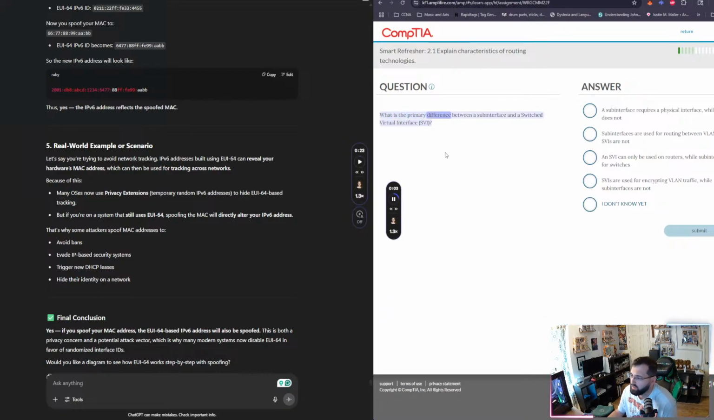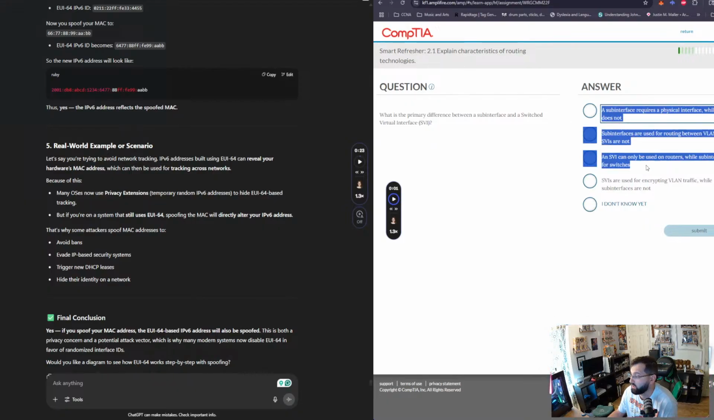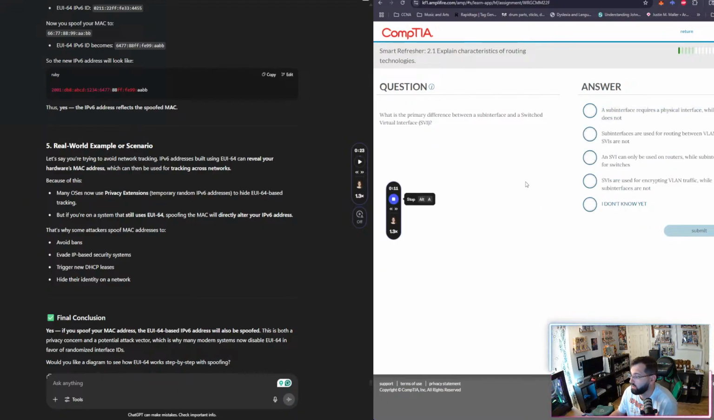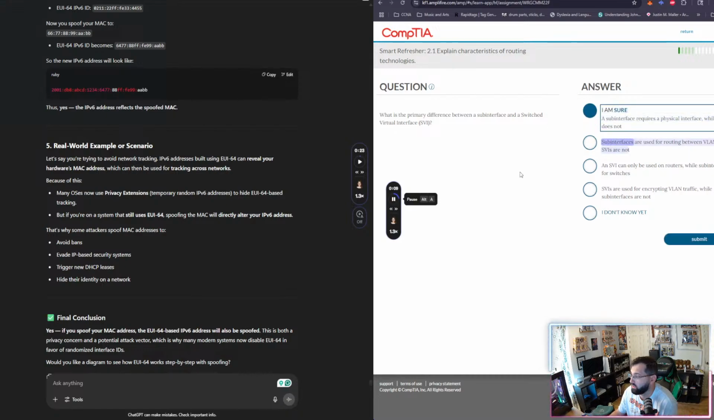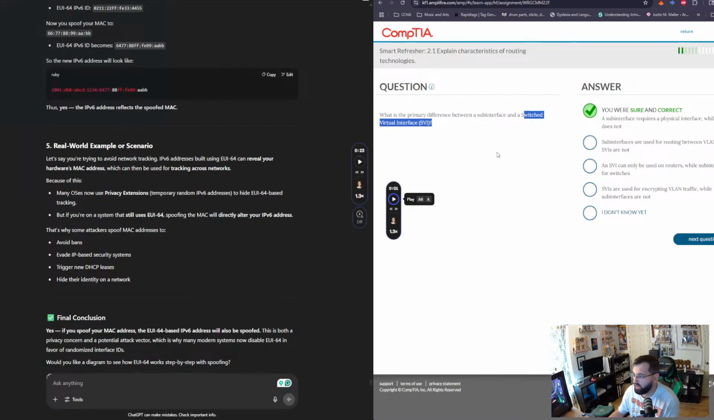What is the primary difference between a subinterface and a switched virtual interface SVI? Oh, a sub-interface is real. A switched virtual interface is not real. It's virtual. A subinterface requires a physical interface, while an SVI does not. Subinterfaces are used for routing between VLANs, while SVIs are not. An SVI can only be used on routers, while subinterfaces are for switches. SVIs are used for encrypting VLAN traffic, while subinterfaces are not. Yeah, it's in the name, a switch virtual interface. Duh.